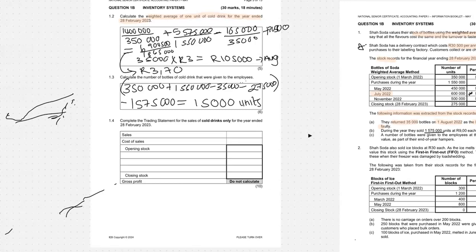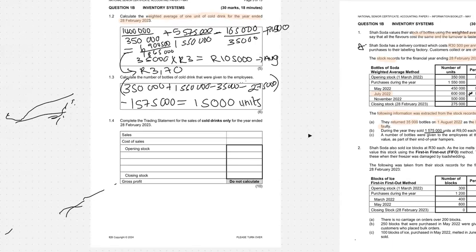Okay, is everything clear? Okay, can I move on? Now we want to complete the trading statement for the sale of cool drinks only for the year ended 28 February 2023. So we're doing our sales and our cost of sales. Gross profit they said not to calculate, so we're just doing sales and cost of sales.